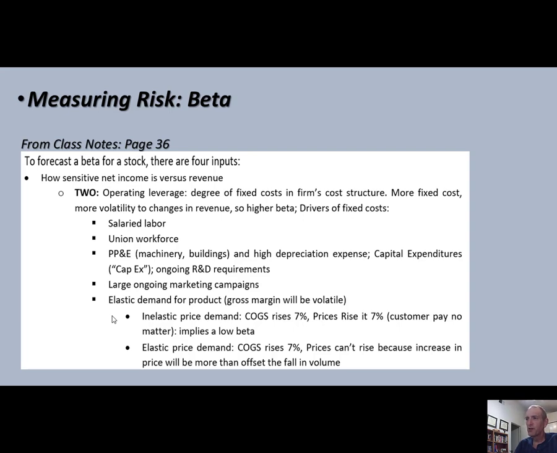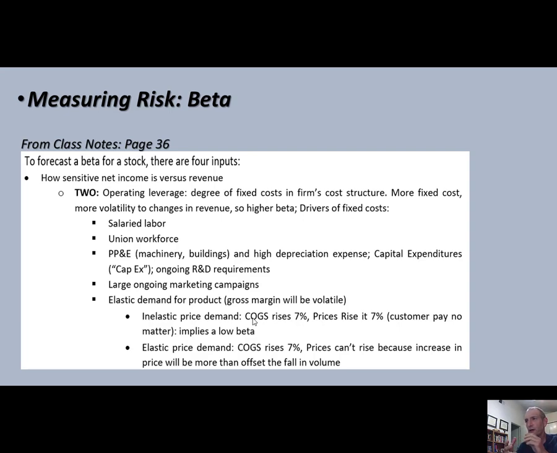So your cost of goods sold go up 7%. You try to raise your prices 7%, but if you do, you're going to lose 10, 20% of your volumes. You lose money, so you can't raise your prices. So you just have to eat that, and that's going to make your net income much more volatile. If you're a cigarette company and there's a new tax on cigarettes, so your cost of goods sold goes up, or the taxes go up, and you raise your prices, and people keep buying your product because it's an inelastic demand.